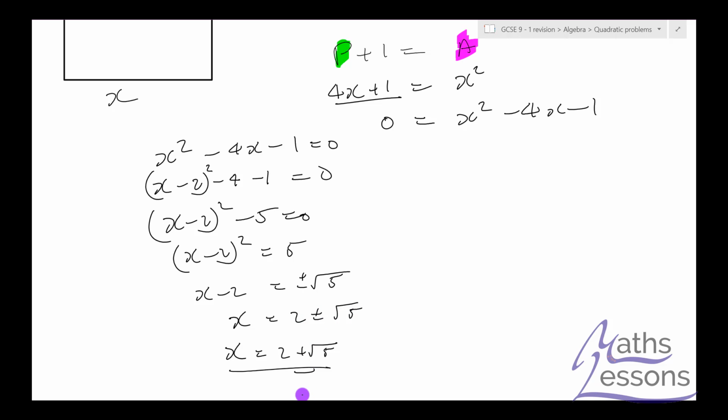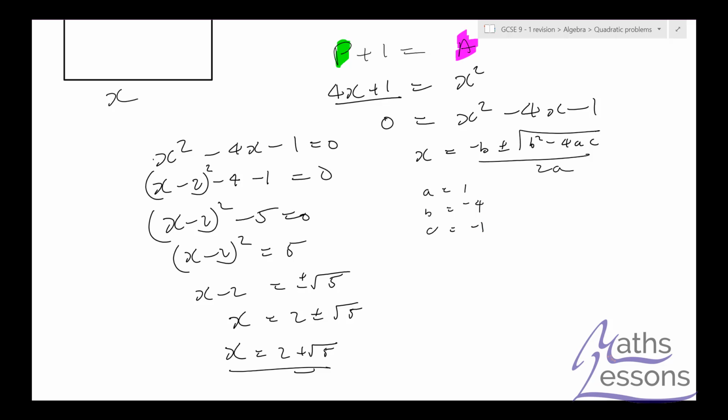Now the other way to solve this is I could use the quadratic formula. See if you can remember it. It's minus b plus or minus square root of b squared minus 4ac all over 2a. And what we do is we work out what a, b and c are going to equal. So a is how many lots of x squared we got, so that's 1. How many lots of x we got, the 4 x's, is minus 4. And c is the number on the end, which is minus 1.